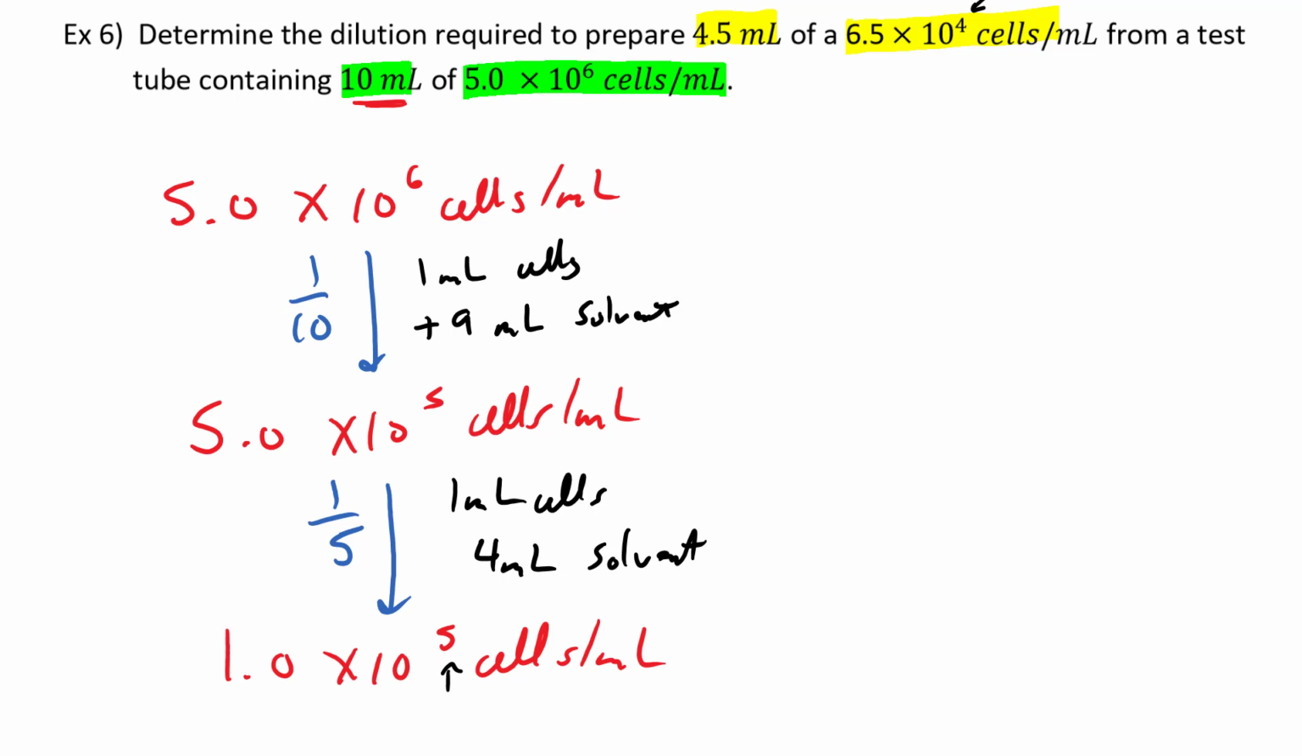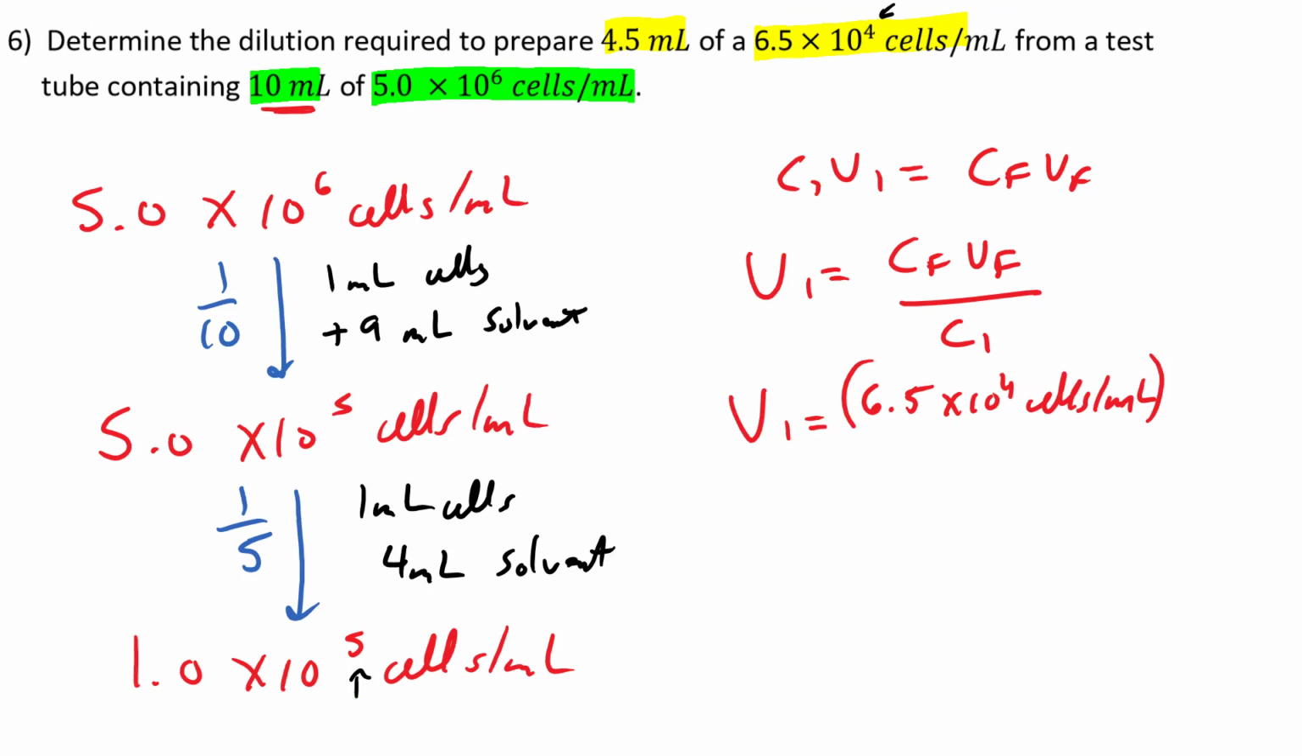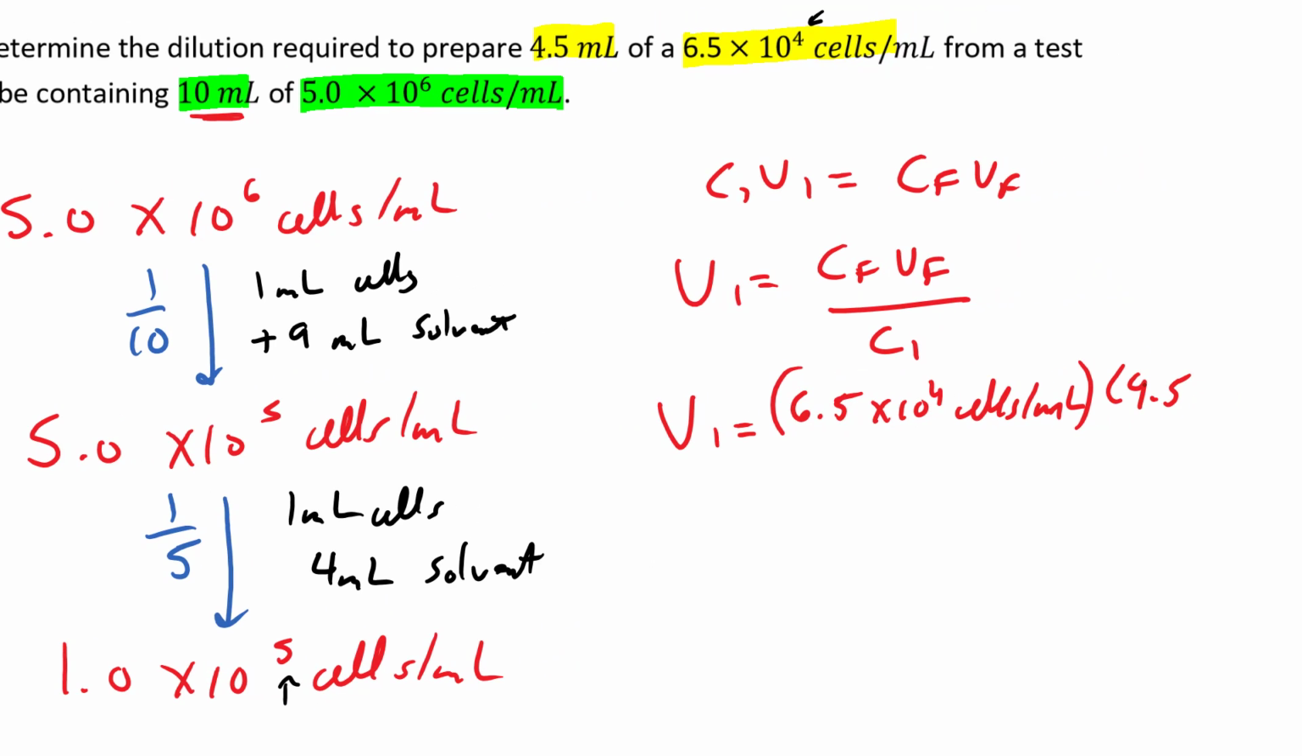So now I will use C1V1 equals CFVF. I want to know what my initial volume is going to be. I will solve for that. I will sub in and solve. My final concentration, I want 6.5 times 10 to the 4 cells per mL. And I want 4.5 milliliters of that.